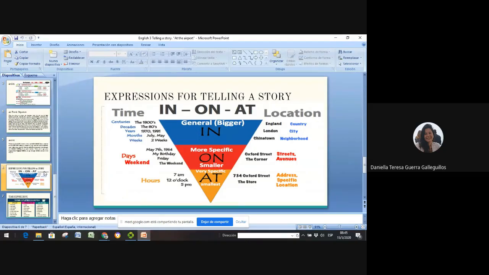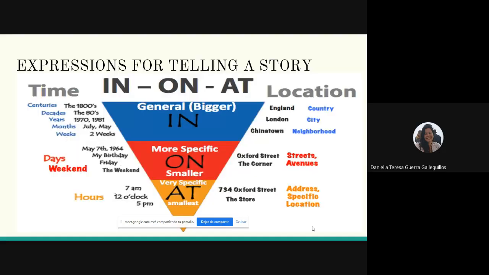But for that, we need to know some expressions. And this is something that I want you to be very concentrated and pay attention to. Because there are some expressions to tell a story that we need to know, for example, for time and location. When do I use in, on, at in these cases? You use in, for example, for centuries, decades, years, months, and weeks. In the 1800s, in the 80s, in the 1970s, okay, in 1981.